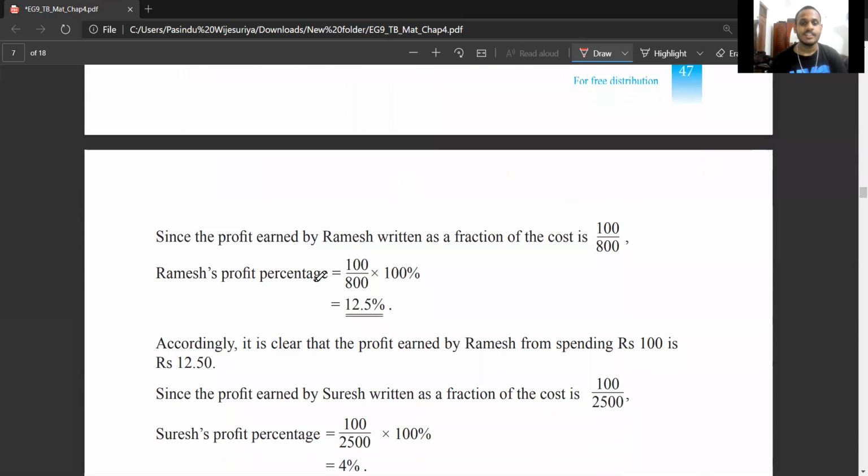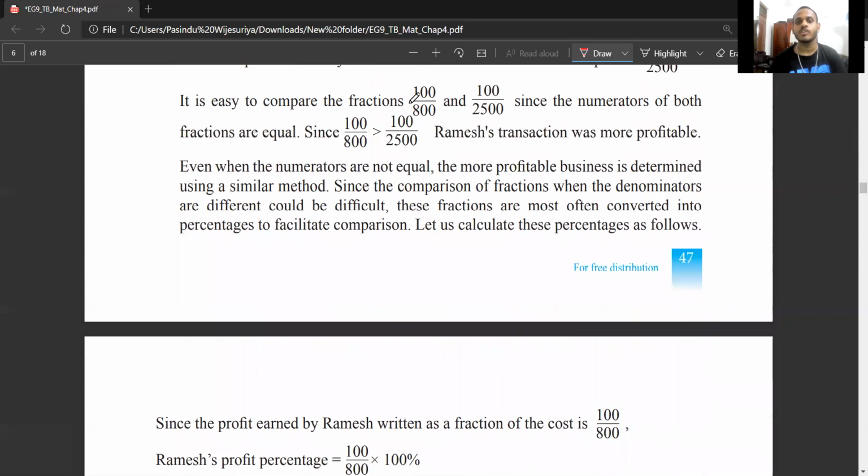percentages. So here, the way you calculate is you multiply it by 100.